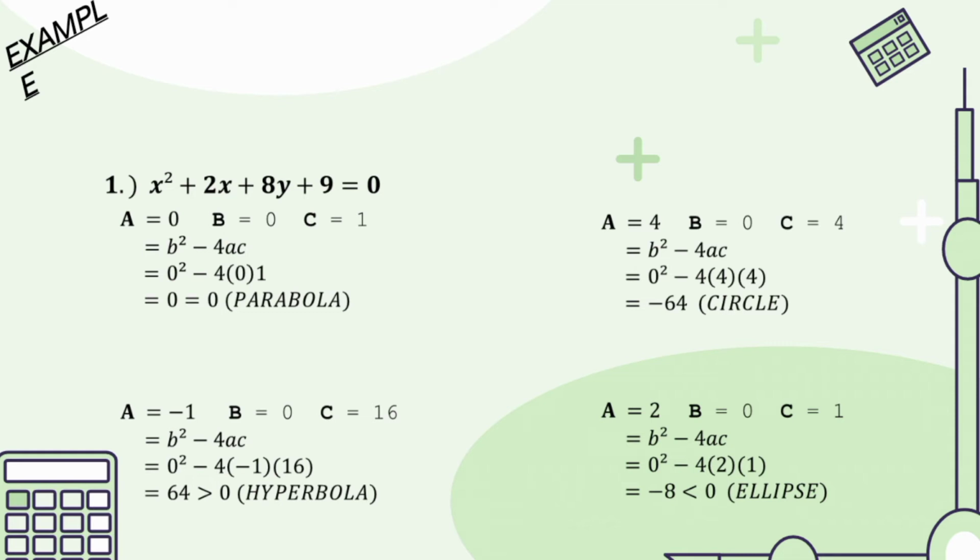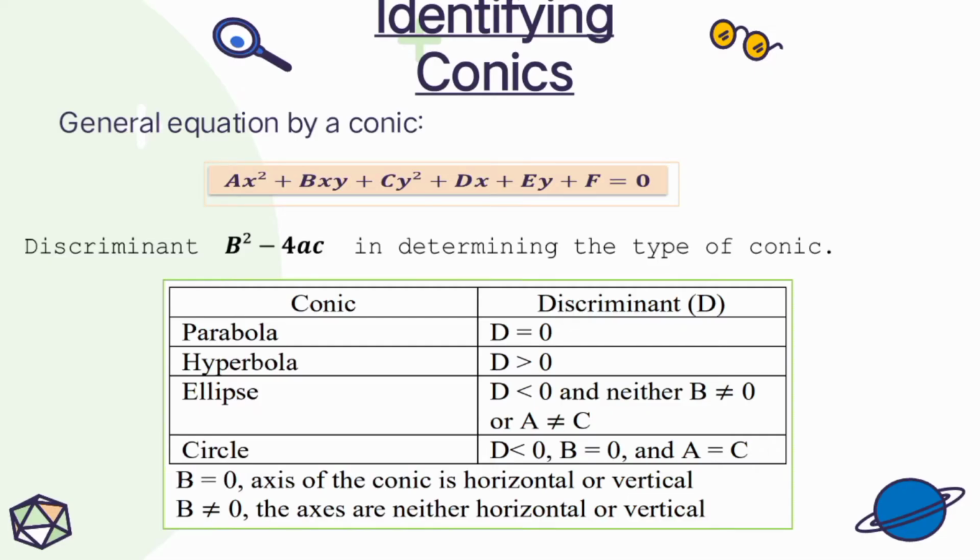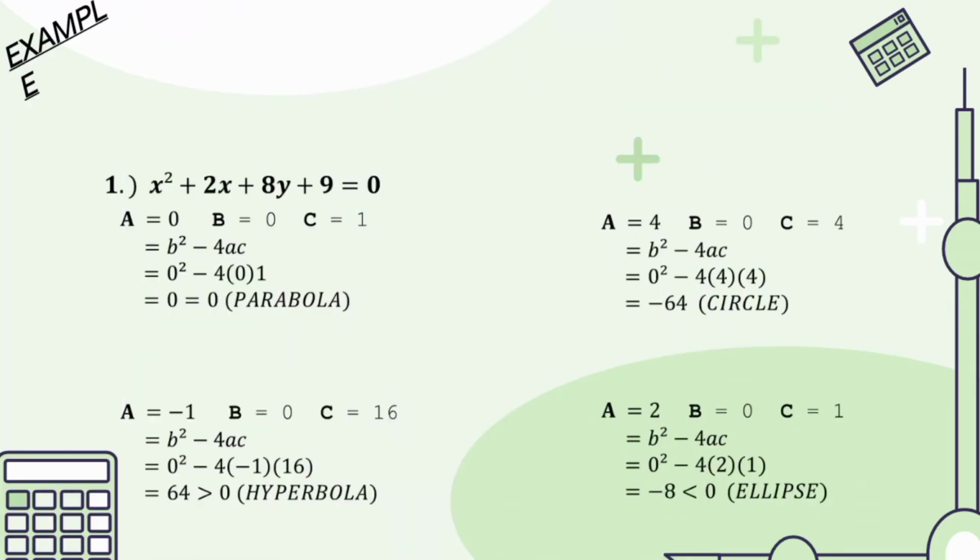And so, by substituting in the formula: 0 squared minus 4, times 0, which is A, times 1, which is C. So the answer is 0. Since our D is equal to 0, by looking at the table, if D is equal to 0, it is a parabola. So the given equation in number 1 is an example of a parabola.